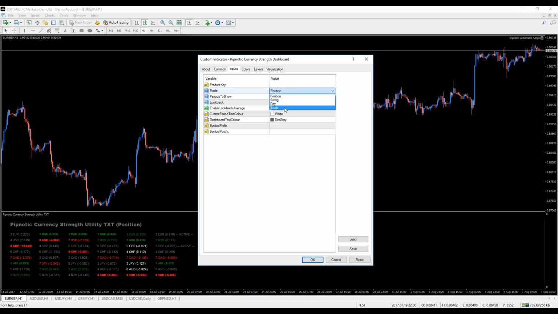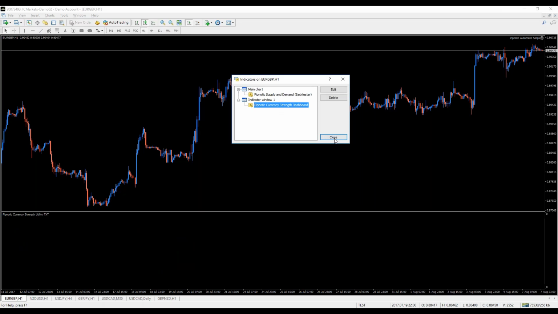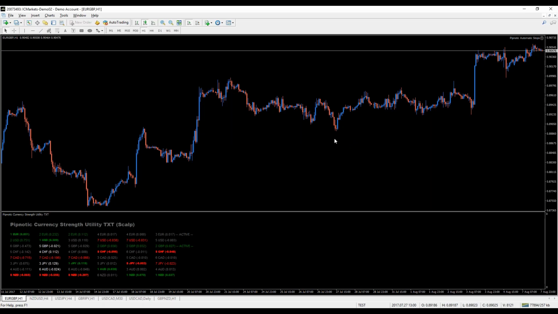So if we put it on scalp trading, for example, and press OK, it'll come now. It's just downloading a bunch of historical data. There we are. Now you can see that we have 1 minute information up to, I think, the 4-hour chart. Yeah, the 4-hour chart. So this is more kind of bleeding edge strength information.